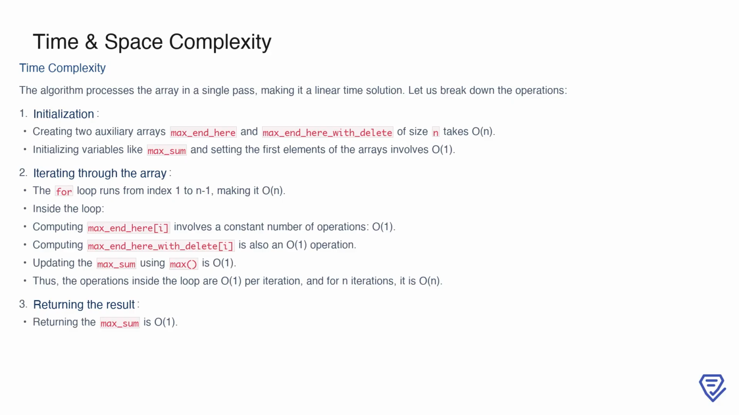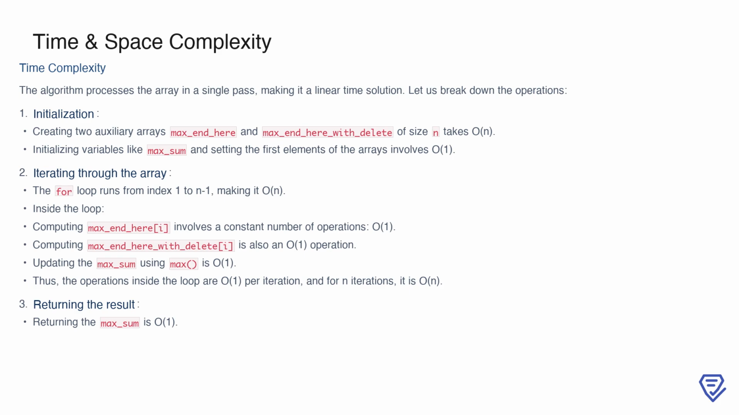First, we allocate two auxiliary arrays, max_end_here and max_end_here_with_delete, each of size n, which requires O(n) time. Initializing these arrays and a few variables, such as max_sum, is a constant time operation.